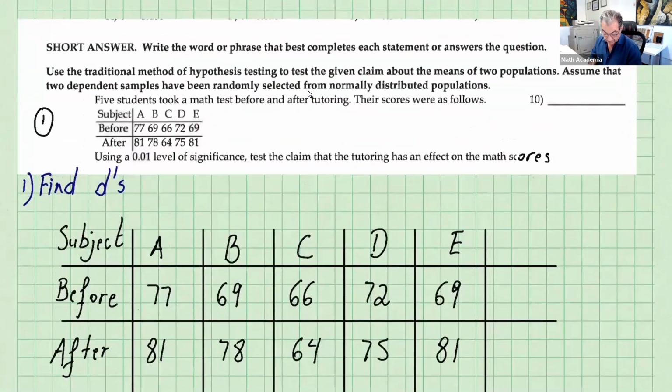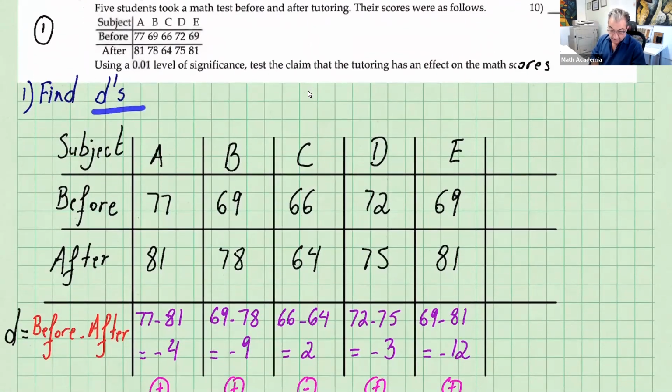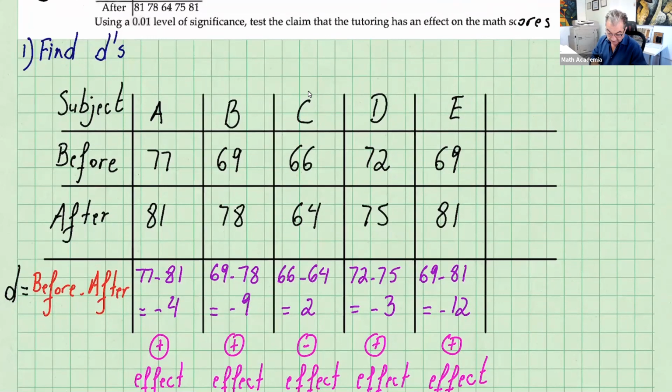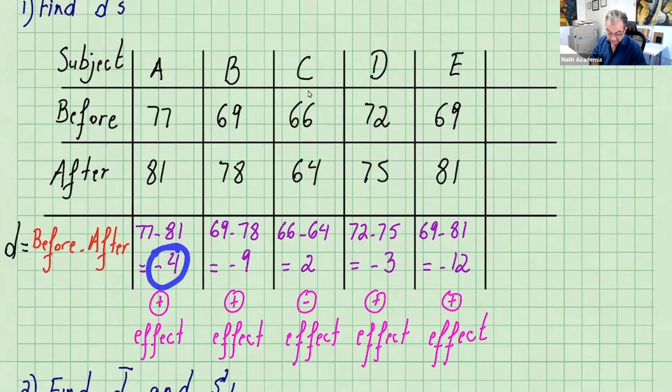So if we go here, I found these here. So we have for the first student, the before test score is 77 and the after is 81. So D is before minus after, you get -4. Basically, this student improved. So the score D is negative. In this case, if D is negative, it has a positive effect. Second one also, if you do, you get -9. And we see the scores have improved.